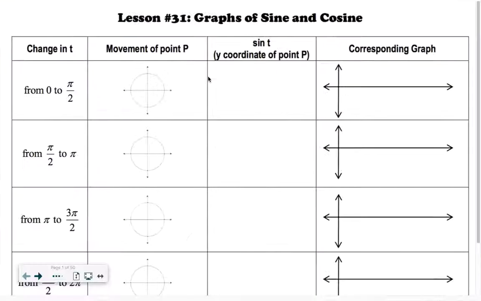31 is on graphs of sine and cosine. So we kind of looked at this a little bit yesterday. Basically we said if we think about the unit circle and we think about what the sine of 0 is, the sine of 0 is right here. And that's the point 1, 0, which means that we have a sine of 0, right?